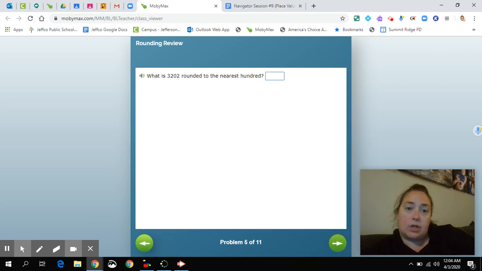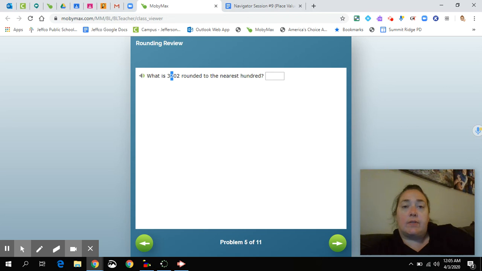Let's check the next one out. So we have to round 3,202 to the nearest 100. So when I look in here in the hundreds place, my hundreds place is a 2. So I'm going to look behind that number at the bossy number, really. The bossy number is the 0. The 0 tells you what to do with that 2.